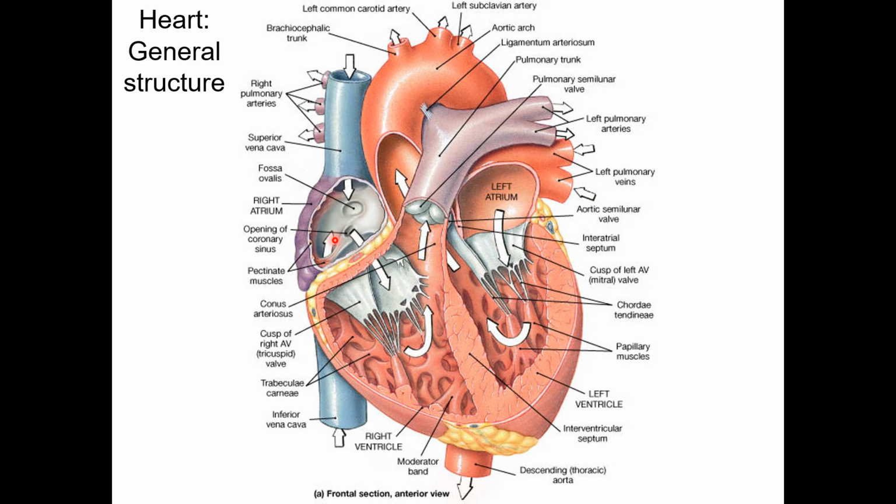So we have the atrioventricular valves, the valves between the atria and the ventricles on the right and on the left. On the right side, the valve is called the tricuspid valve. صمام ثلاثي شرفات. On the left side, we have the bicuspid valve, ثنائي شرفات.